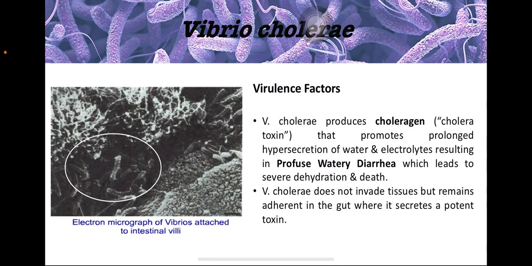Now let's proceed to the virulence factor of your Vibrio cholerae. The major virulence factor of Vibrio cholerae is choleragen. It is also known as your cholera toxin. This toxin stimulates hypersecretion of water and electrolytes, leading to profuse watery diarrhea. Here's an important point. Vibrio cholerae does not invade tissues. It stays in the gut mucosa and releases toxin.